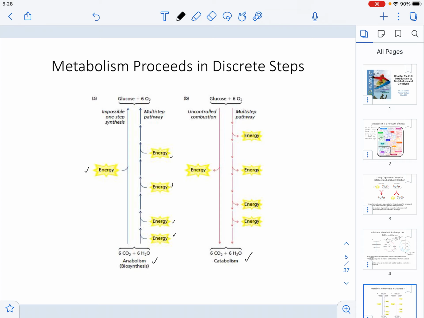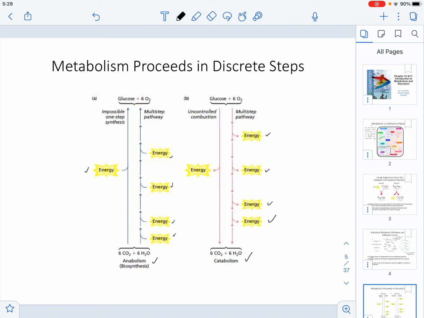Because remember, all these metabolic pathways are actually being done enzymatically. So even when we are doing a catabolic pathway, for example, taking glucose, combining it with oxygen and making CO2 and water, you can see that this is done in a multi-step sequence.